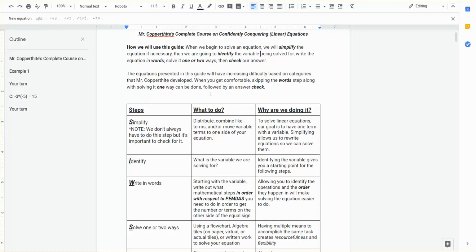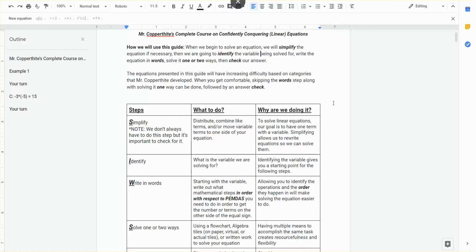So this particular video is going to go over my outline method on how I'm going to have my students approach these equations, and also a couple of methods that they will be using throughout the week to model the solving of these equations.